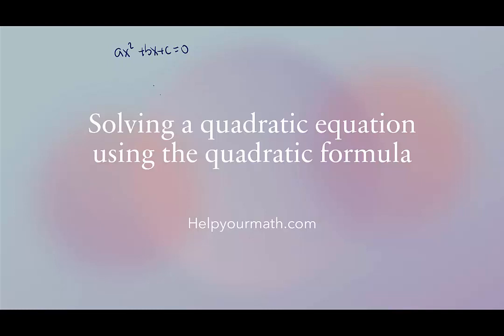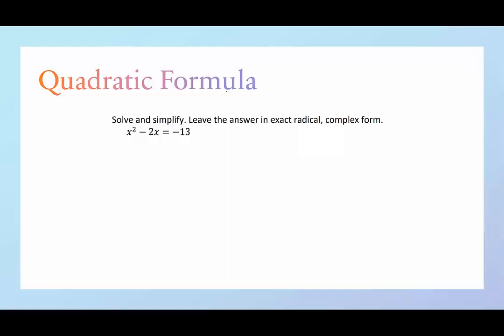And the quadratic formula, just to review, is x equals the inverse of b plus or minus the square root of b squared minus 4 times a times c, all divided by 2 times a. That will tell us the zeros. That will tell us what would make this equation true. Let's take a look. Okay, so we're given x squared minus 2x equals negative 13.